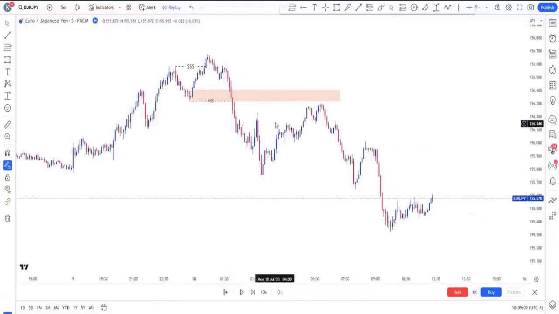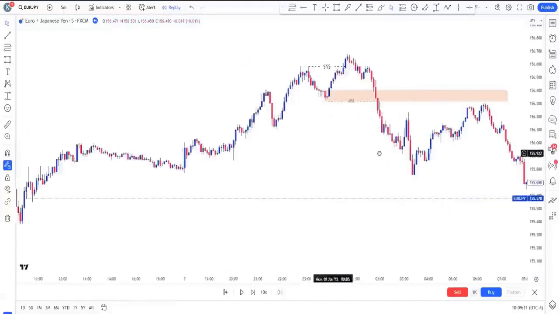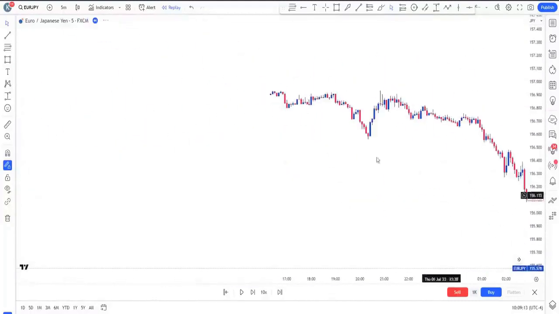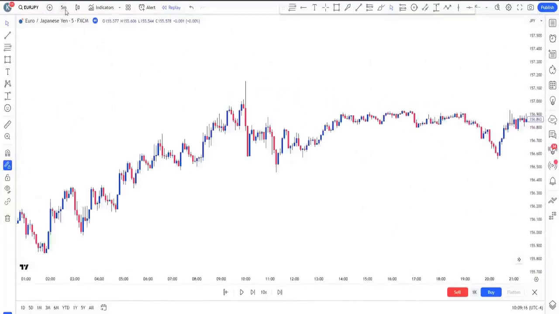I hope this is enough for you. I just took time to explain this for some of you that are asking me about the best time frame to trade.